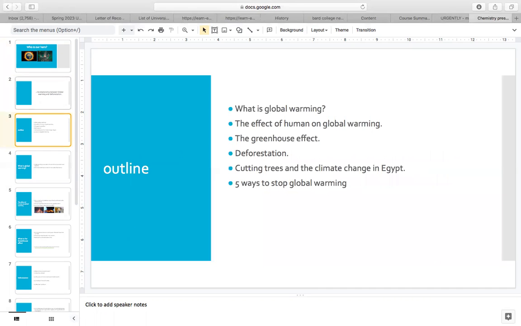Here is the outline. We will talk at the fourth slide about what is global warming, and at the fifth slide, we will talk about the effect of human on global warming. And at the seventh slide, we will talk about the greenhouse effect. And at the eighth and ninth slide, we will talk about deforestation. And at the 10th slide, we will talk about the cutting trees and the climate change in Egypt. And at the 11th and last slide, we will talk about 5 ways to stop global warming.